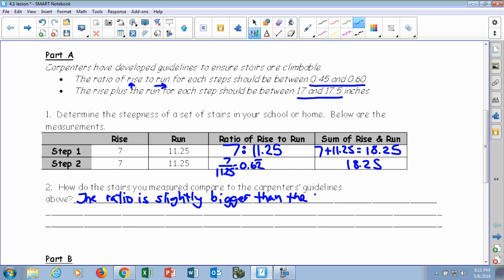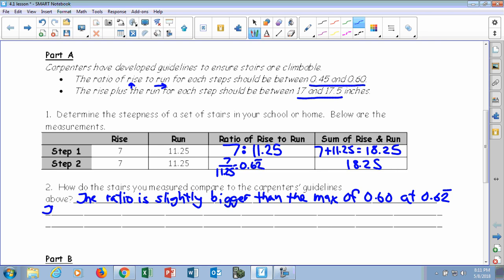than the max of 0.60, because ours is at 0.62 repeating. So it's 2/100ths of a point bigger than what we're supposed to be. Okay, so yikes. Now, it also says the rise plus the run for each step should be 17.5.